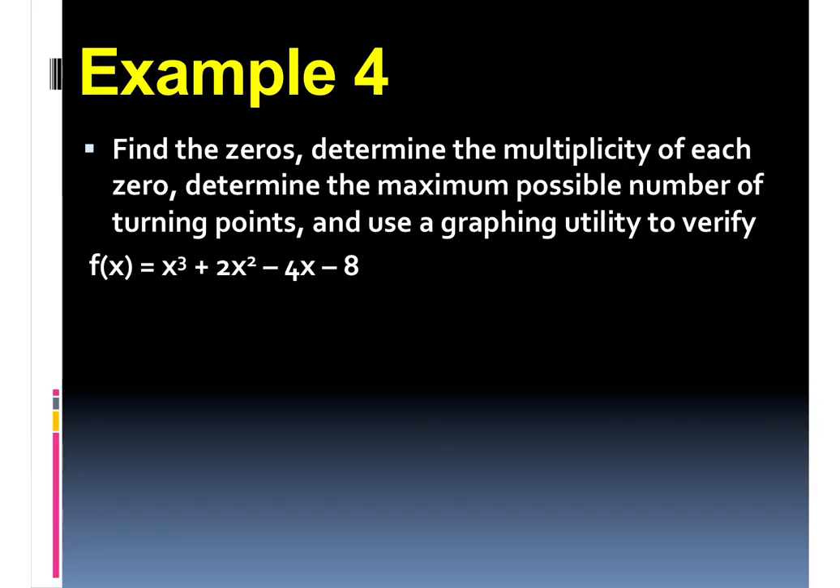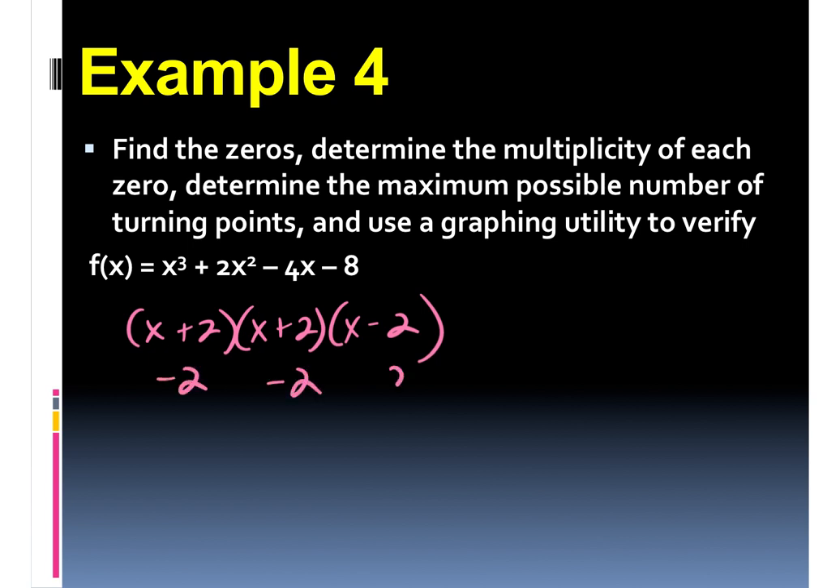All right. It says find the zeros, determine the multiplicity of each zero, and determine the maximum number of turning points. Use the graphing utility to verify. This question should look similar. We've already factored it, this is the one we did 3 slides ago. When we factored it, we got x plus 2, x plus 2, and x minus 2. So we'll cheat because we already factored it, which means our zeros were -2, -2, and +2.